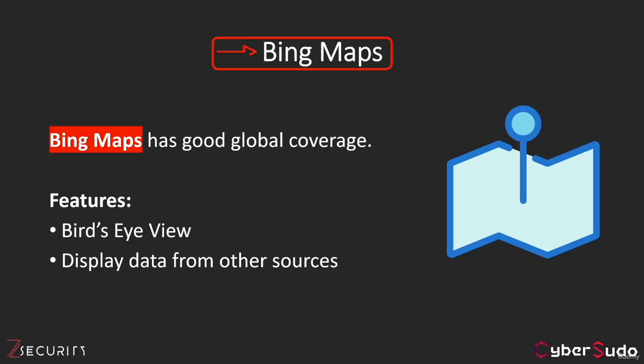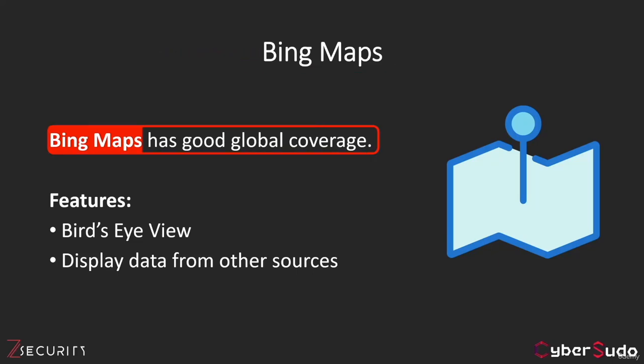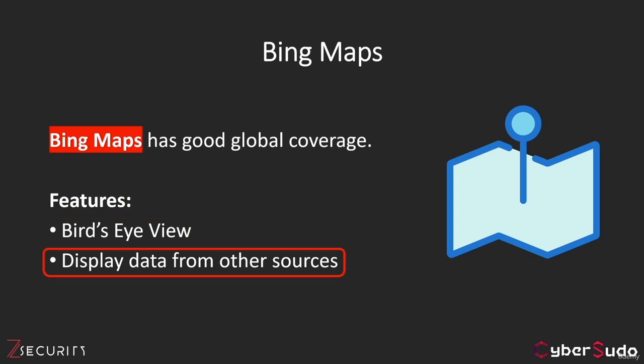Next, I would like to talk about Bing Maps, which has a good global coverage, but it is not as extensive as Google Maps. It has the bird's eye view feature that will allow you to see buildings from different angles. In addition to that, it will show you data about a place from other sources, like Facebook, for example.